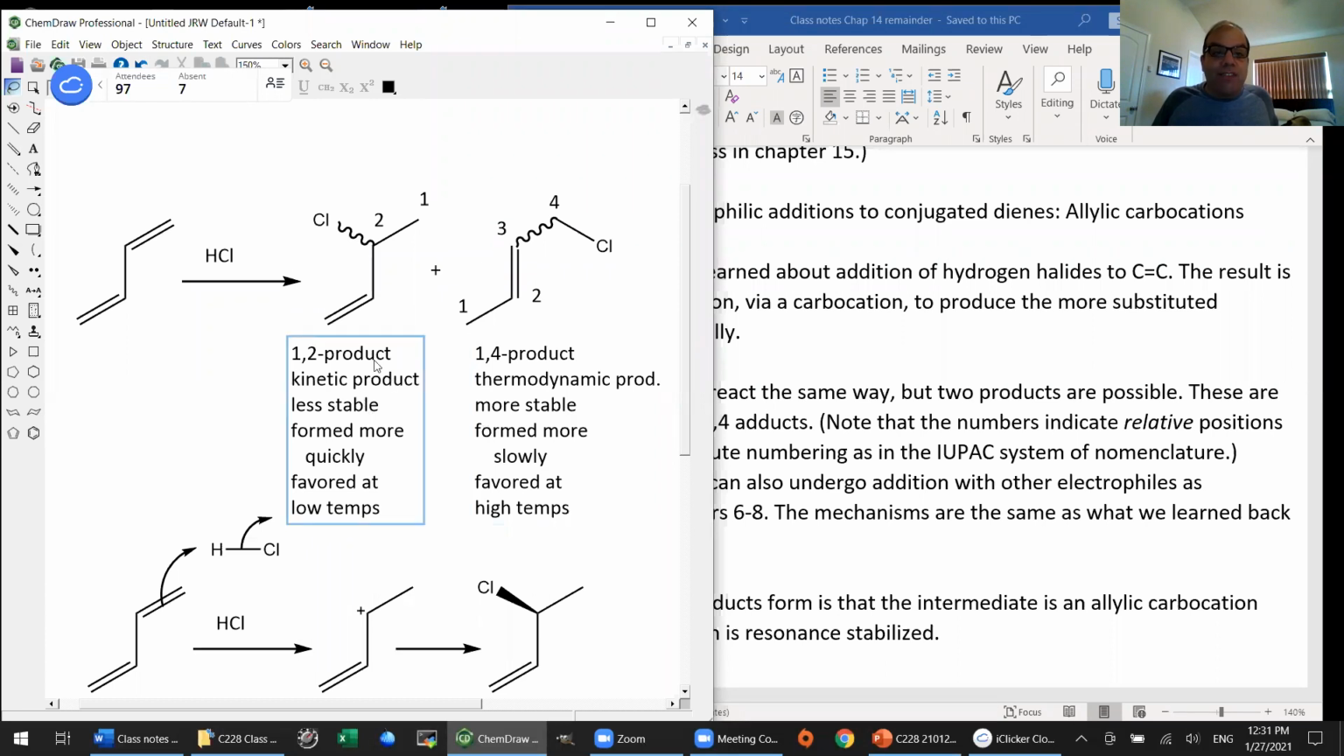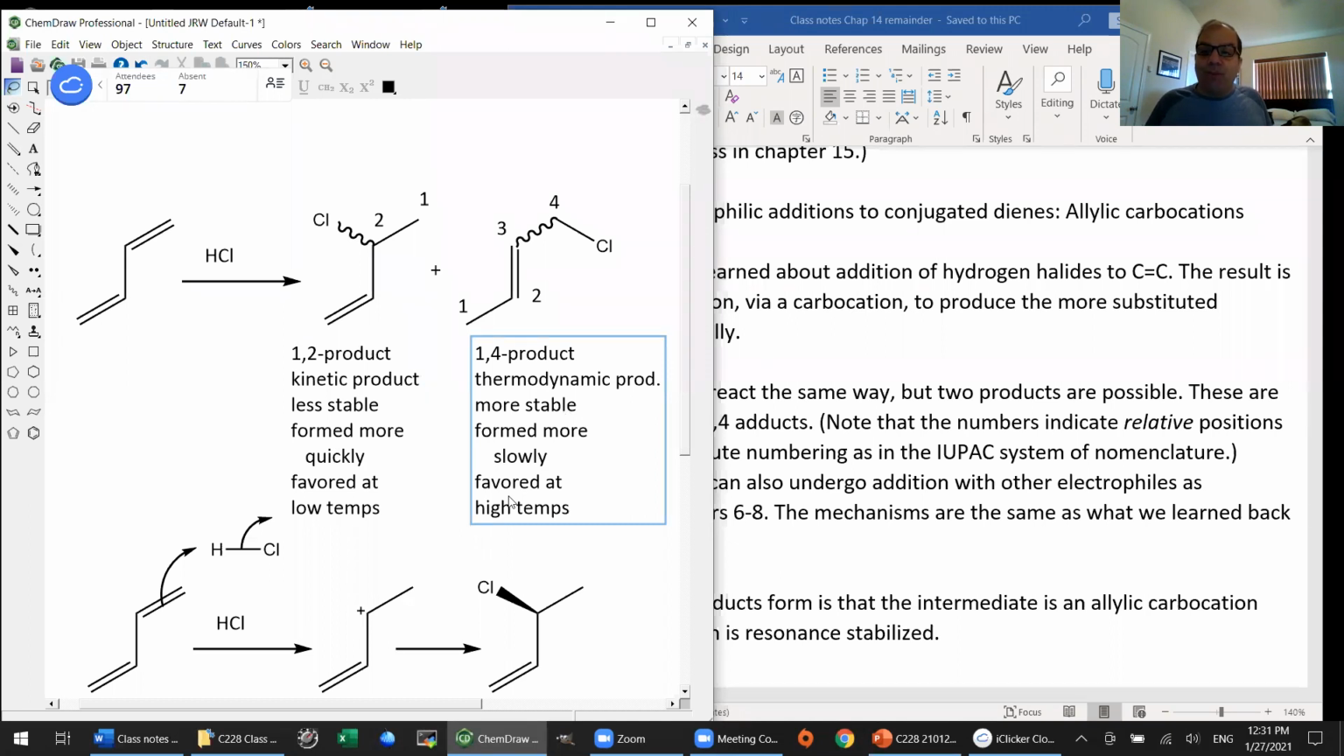And in those cases, in addition to in this case, the kinetic product will always be the less stable one. The thermodynamic product will always be the more stable one. Always, no exceptions. The kinetic product is always going to be the one formed more quickly. The thermodynamic product, the one formed more slowly. Again, always, no exceptions. And again, the kinetic product is the one favored at lower temperatures, other things being equal. The thermodynamic product favored at higher temperatures.